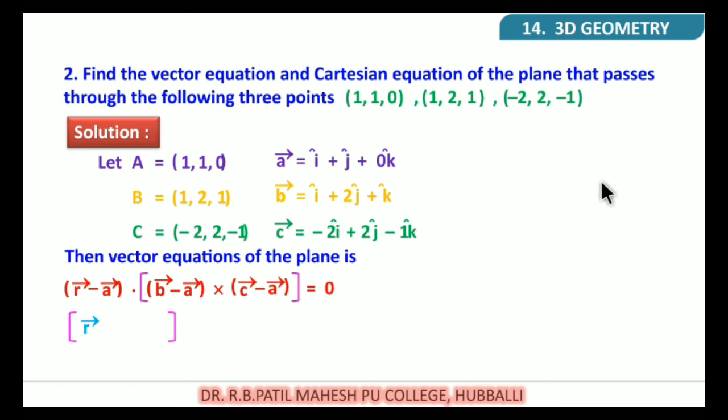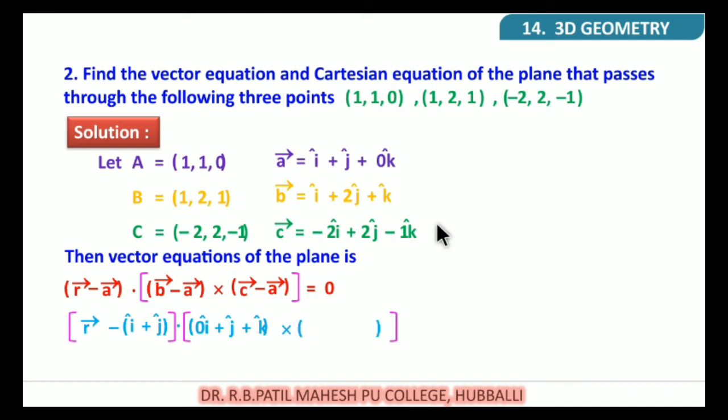So, r minus a vector can be taken as i plus j; here it is not necessary to take the k term. Therefore, i plus j only we can write here, which is dot product with b minus a. That is 1 minus 1, which becomes 0, so 0i, plus 2 minus 1, which becomes plus 1, so that is j, and 1 minus 0, which is 1, so that is k only.